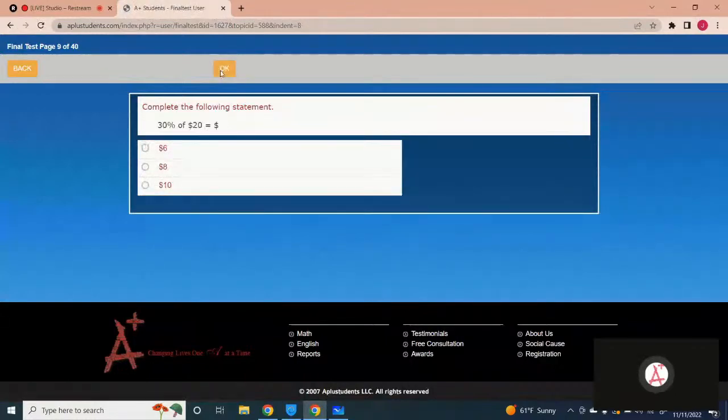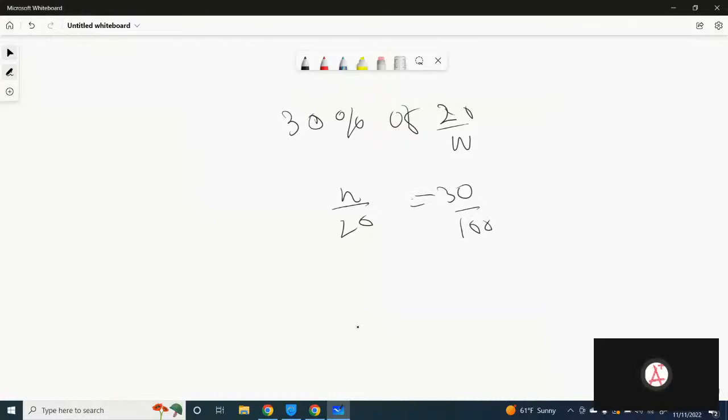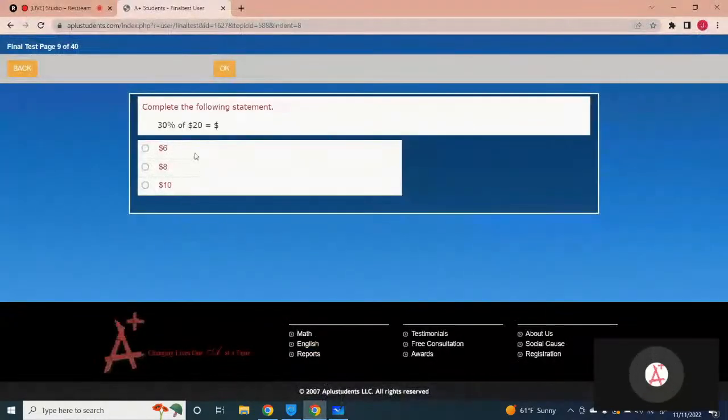Okay, complete the following statement. Let's just calculate 30% of 20. 20 is the whole number. You have to find a part of 20. So it would be n over 20 equals 30 divided by 100. Just do cross multiplication. It would be 30 times 20 over 100, so it would be 6. That means 30% of 20 is 6. Got it? The correct option is 6.